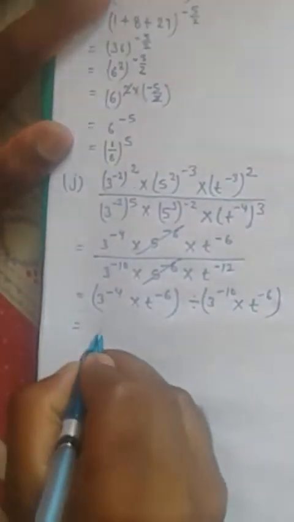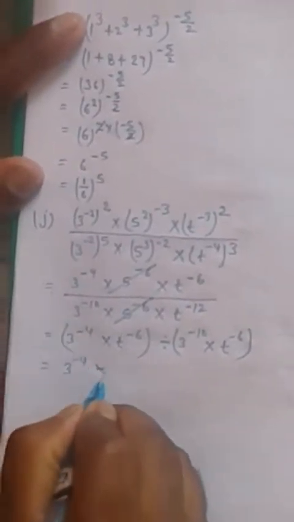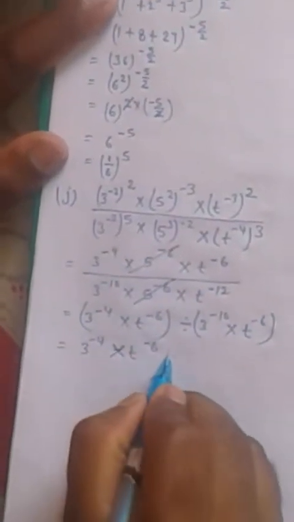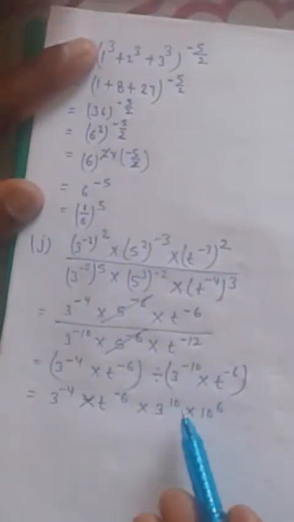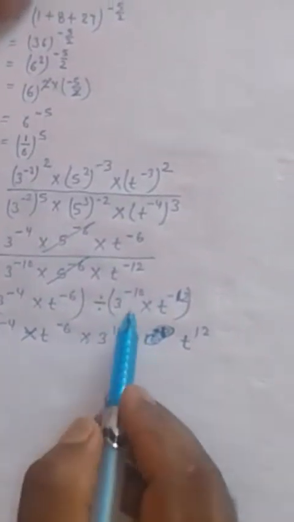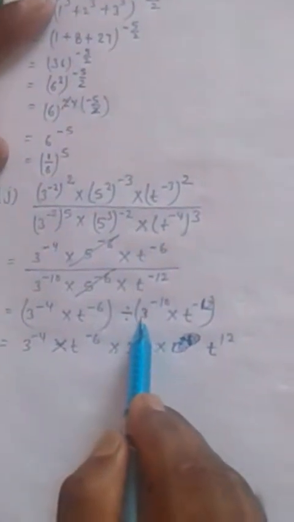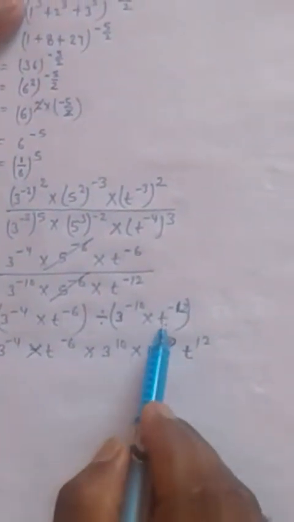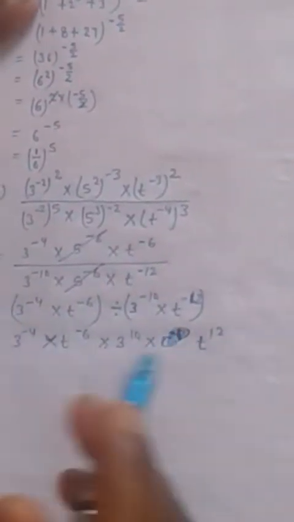As you know, for the division, we write 3 to the power minus 4 into t to the power minus 6, into 3 to the power 10 into t to the power 12. Guys, why did I change minus 10 to 10 and minus 12 to 12? Because when there is division, we change the division sign into multiplication and we write the reciprocal of the number. So the reciprocal of 3 to the power minus 10 is 3 to the power 10. Similarly, the reciprocal of t to the power minus 12 is t to the power 12. That's why we did this.